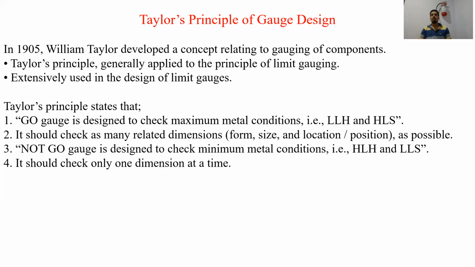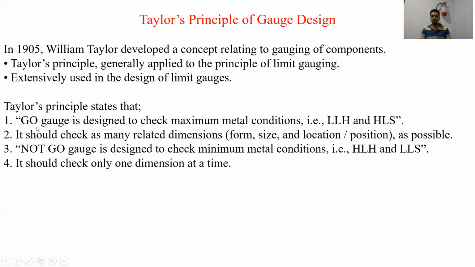Next, how will we design our gauges? Taylor is the scientist who gave the concept of designing limit gauges, and that principle is called Taylor's principle of gauge design. According to Taylor's principle of gauge design, the first point is the go part. The go part of a limit gauge is designed to check the maximum material condition.